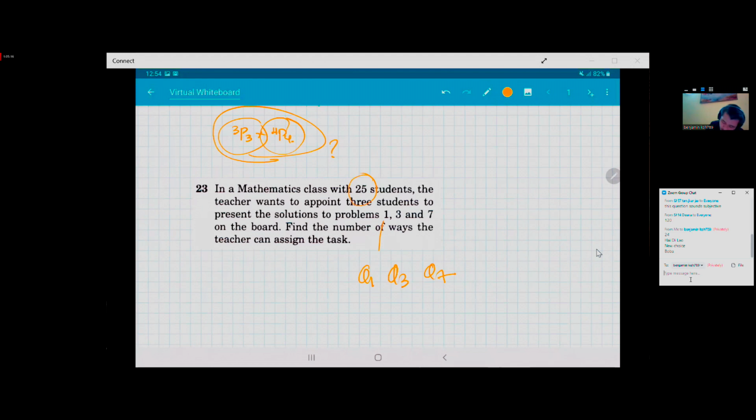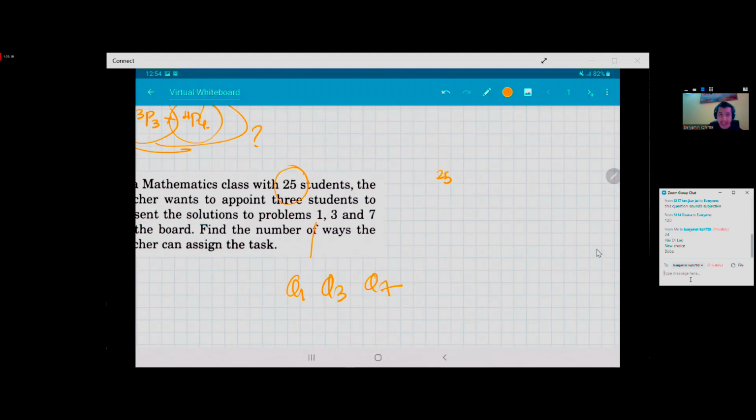So from 25 students, dari 25 orang pelajar, we have to pick 3. Do you agree? So it's 25 pick 3 because they have to answer question number 1, question number 3, and question number 7. They never tell you must answer question number 1 first, or number 2 first, or number 3 first. Okay, so 25 P3. So 25 P3, the answer is 13,800. Got it?